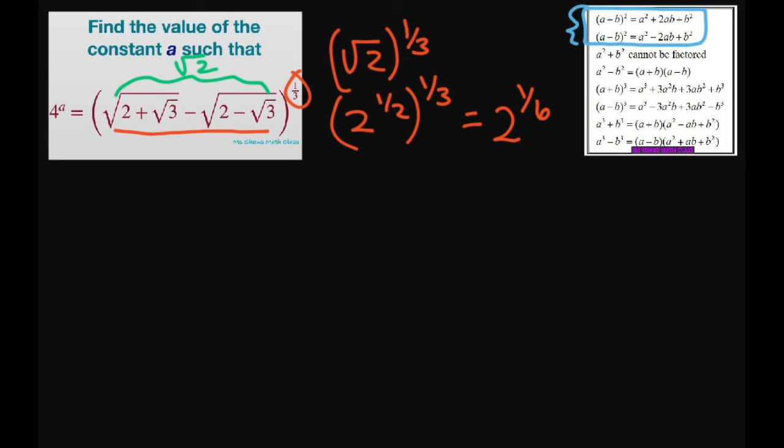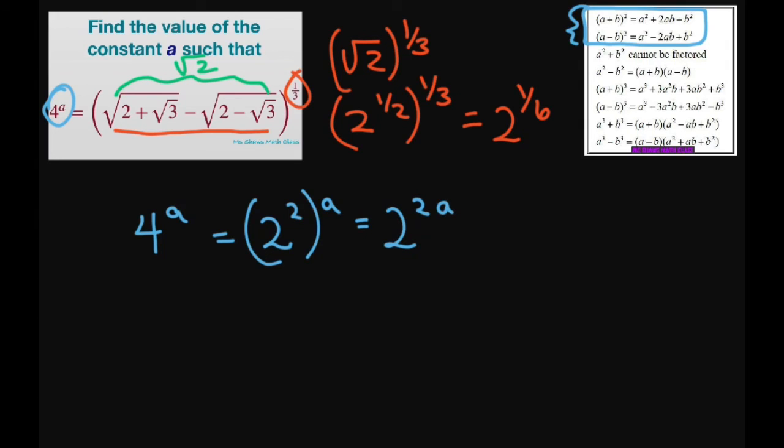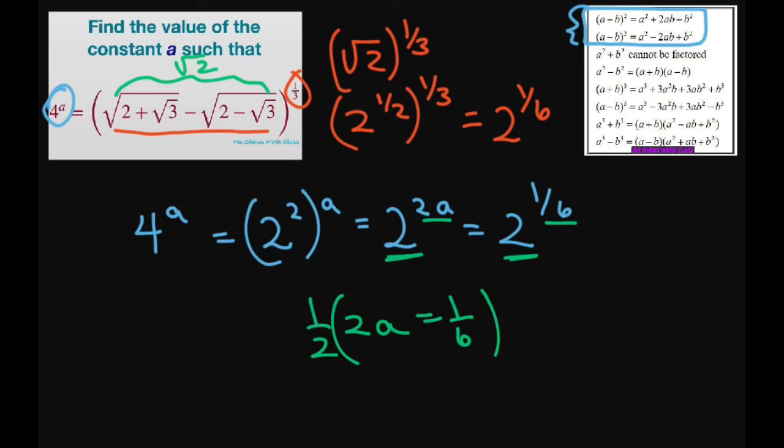All right. Now, let's look at this 4 to the a. So we're trying to solve for a. So you get 4 to the power of a. Well, this is just going to be 2 squared, and then to the power of a, which equals 2 to the power of 2a. Now, this equals 2 to the power of 1/6. Since my bases are the same, I'm just going to set 2a equal to 1/6 and solve for a. So multiplying through by 1/2, this gives me a equals 1 divided by 12. And that is your value.